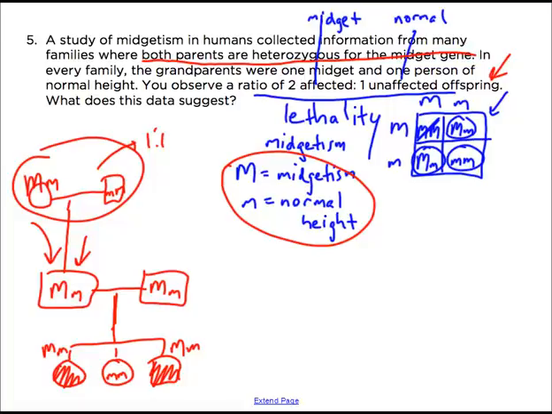So again, they asked what the data suggests, and what it suggests very strongly. Notice they don't say prove because that's a much stronger word, but it suggests strongly that this form of midgetism is dominant and that it's homozygous lethal. Should we write that? Dominant and homozygous lethal.